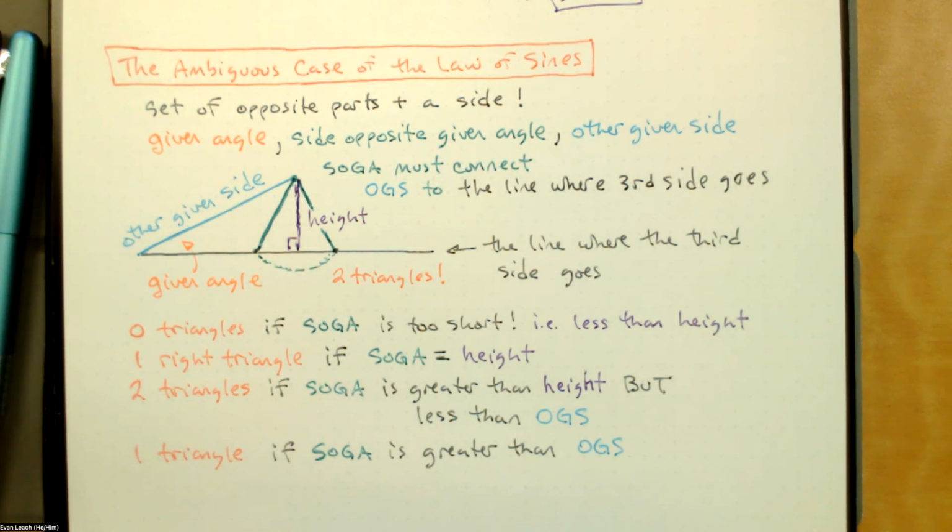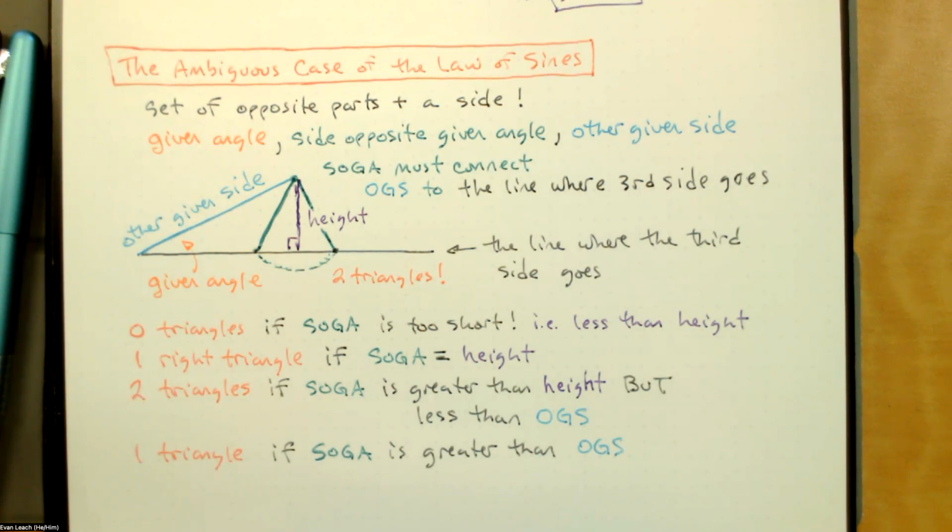It could be too short. It could be exactly the right length. It could be a little bit too long where we can make two. Or if it's longer than the other given side, which is not going to be the case because my hand is not as long as my forearm, it just swings all the way around and we can only make one triangle.